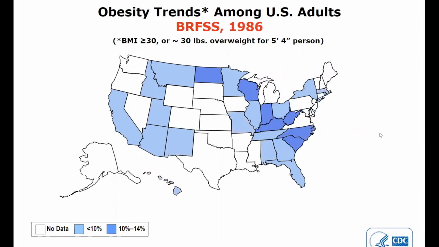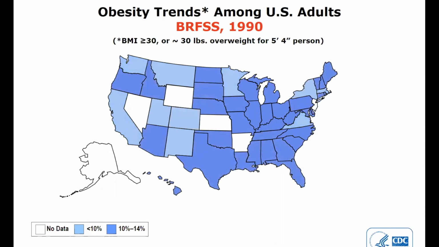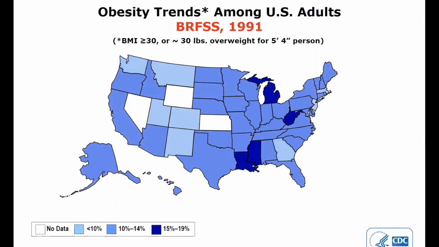And this is 1986, 87, 88, 89, 90. 91, a new category was added where 15 to 19% of the population is obese.